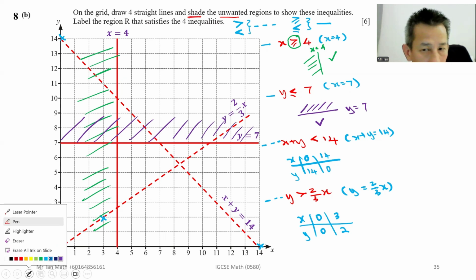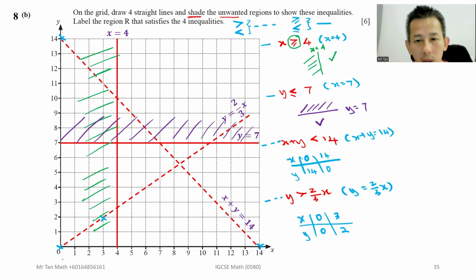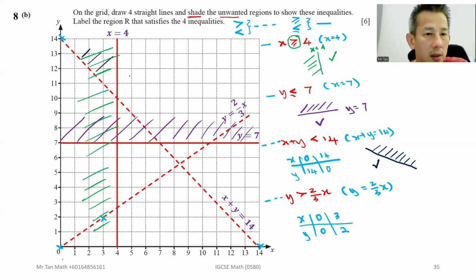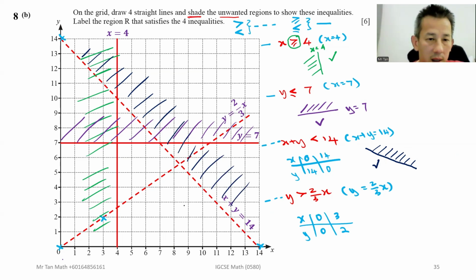Next, the line x plus y equal to 14. Less than 14, it will be this side. So you shade this side. You shade everything here. Everything above the line.